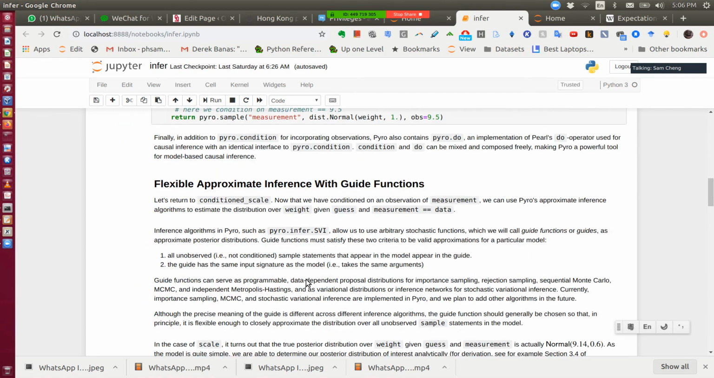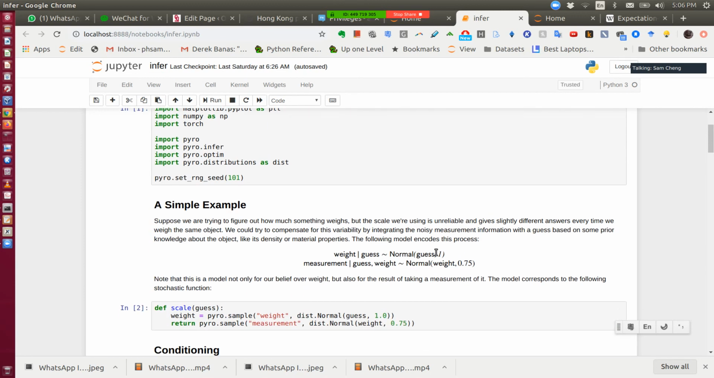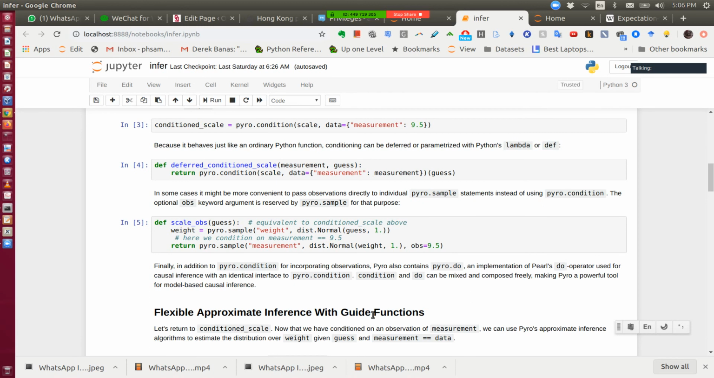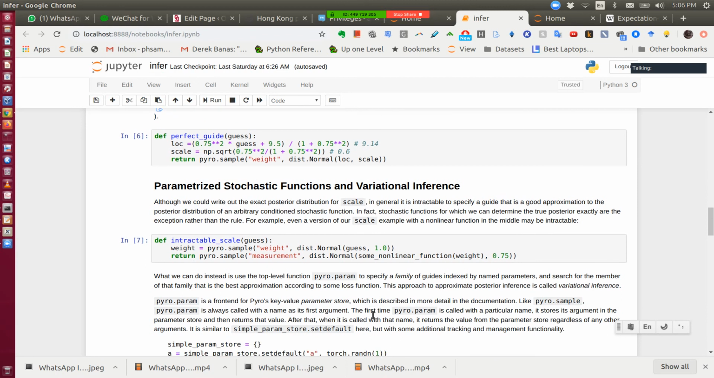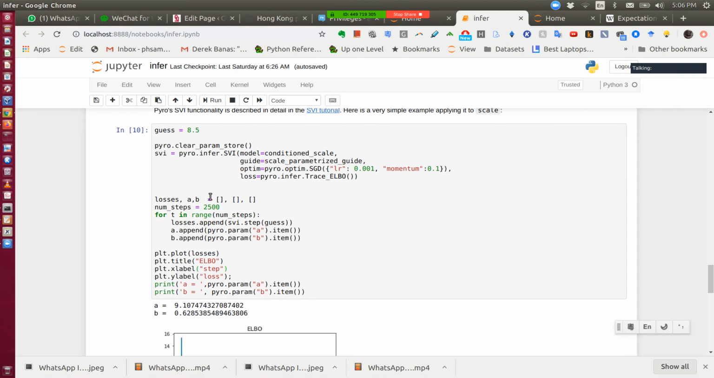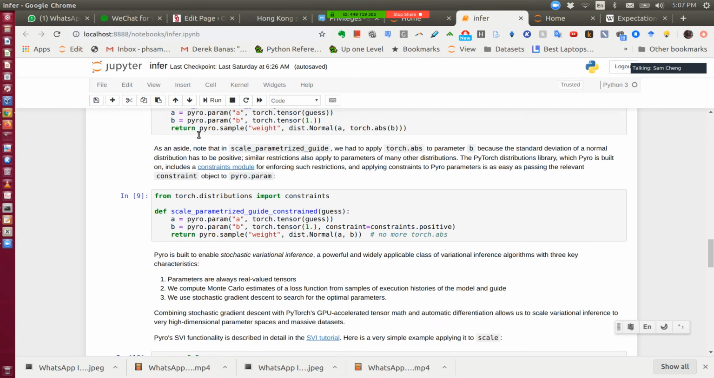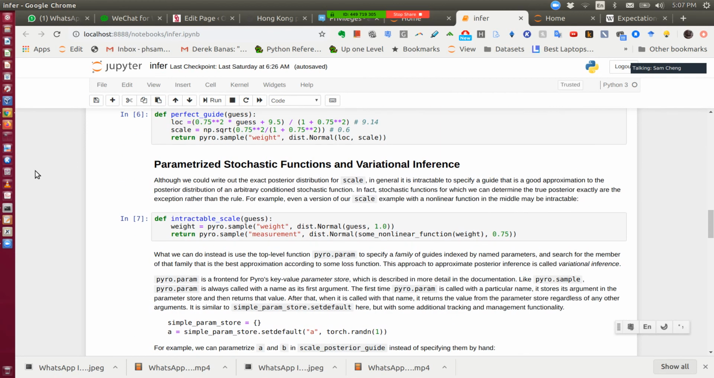As I mentioned, the initial prior is given by some guess. I don't know what the exact value is. Wait, it's not given here. The guess is inside, let's see. You didn't input the guess. Okay, the guess is here. The prior is 8.5, and let's say the observation is 9.5. Yes, observation 9.5.